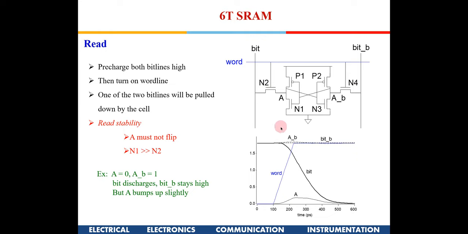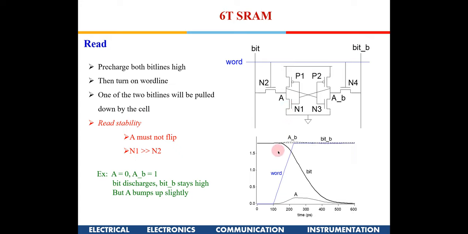Now, if I summarize it, so you understand what this bump comes from. This bump comes because this is high, this is zero, and the moment I switch it on, there is VDD here, there is one resistance here. So it will take some time for this to get discharged, right? And during that time, there is a possibility of this going into a small bump. If you want to keep this bump as low as possible, then N1 has to be higher.